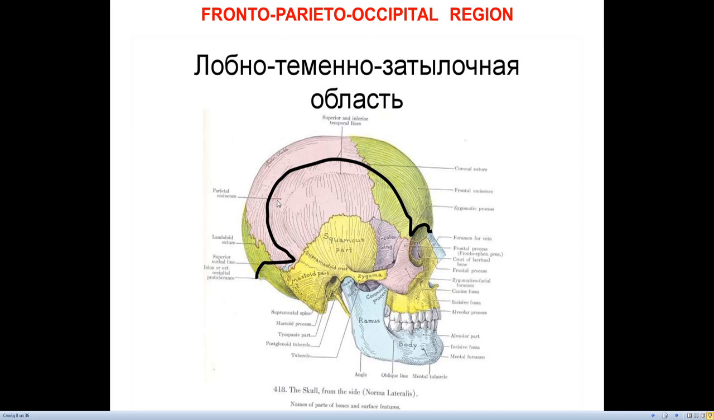Fronto-parieto-occipital region. The borders of this region are anteriorly the glabella and arcus superciliaris, then to the lateral side the superior temporal line, and from the back, posteriorly, the superior nuchal line. Structure layer by layer.